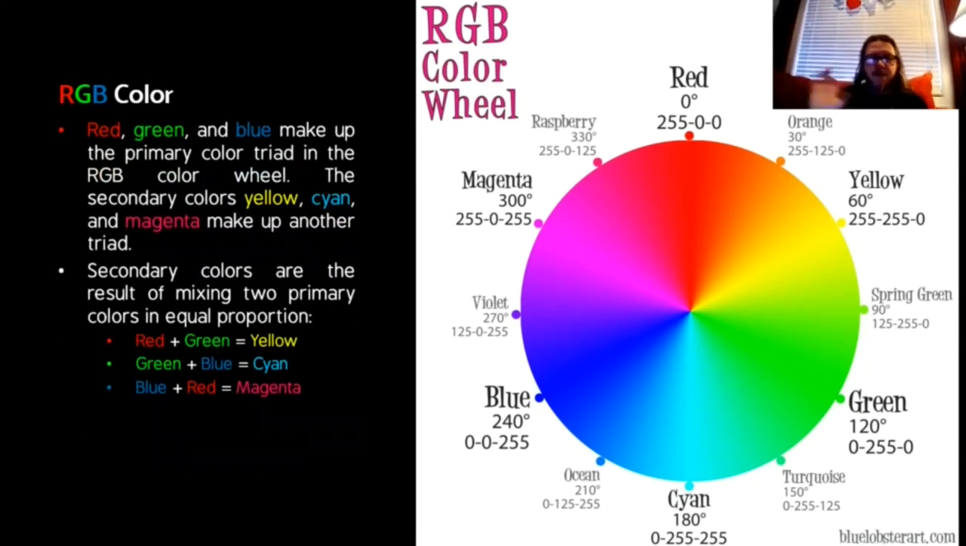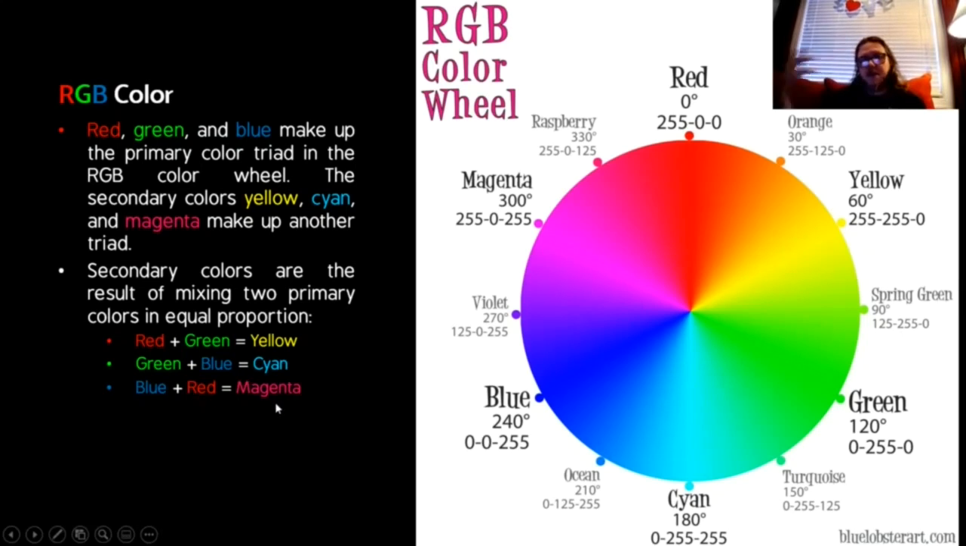Red, green, and blue, like I said, make up the primary triad of the color wheel, and the secondary colors are yellow, cyan, and magenta. They make up the secondary triad. Those secondaries, just like in our RYB color, are the result of mixing two of the primary colors in equal proportions. So red and green will give you yellow. Again, if you're used to mixing paint at all, that makes no sense. But that's how it works with light. Green and blue create cyan, and blue and red will give you magenta.